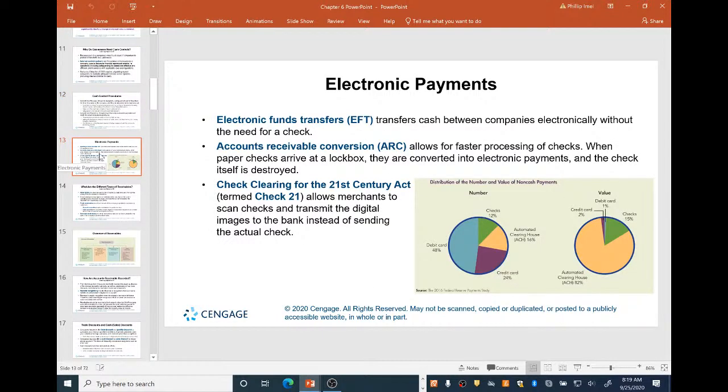Electronic payments here. Electronic fund transfers. We know that's just electronic transfer between companies. Accounts receivable conversion. This is when paper checks arrive at a lockbox, they just convert them into a digital check for a more prompt deposit. Check clearing for the 21st Century Act. Scan checks and transmit digital images to the bank. So I'm sure you've probably seen the app on phones. You can scan your check to make a deposit. That's all they're talking about here.